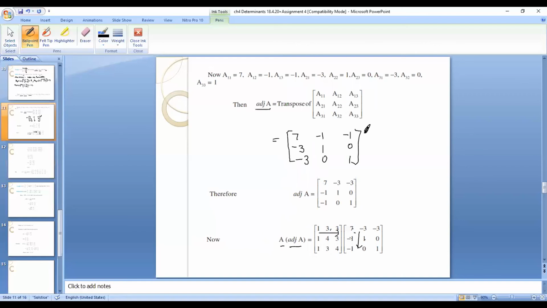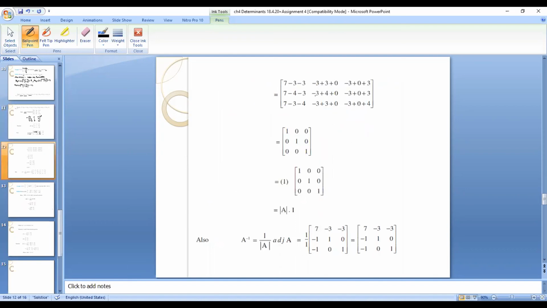This is how you multiply two matrices. First, multiply all the elements of the first row with the first column and add. Then multiply the first row with the second column, add. First row with the third column, add: minus 3 plus 0 plus 3. This way you multiply the two matrices. Then after multiplying all the elements of the first row, you take the second row and multiply it with the first column, second column, and third column. This way you will multiply two matrices.